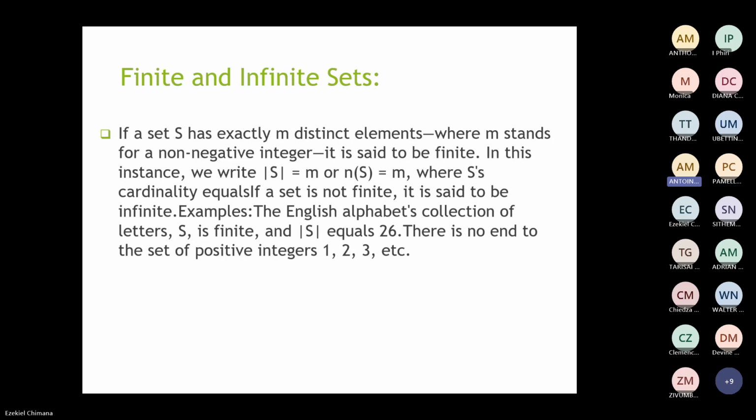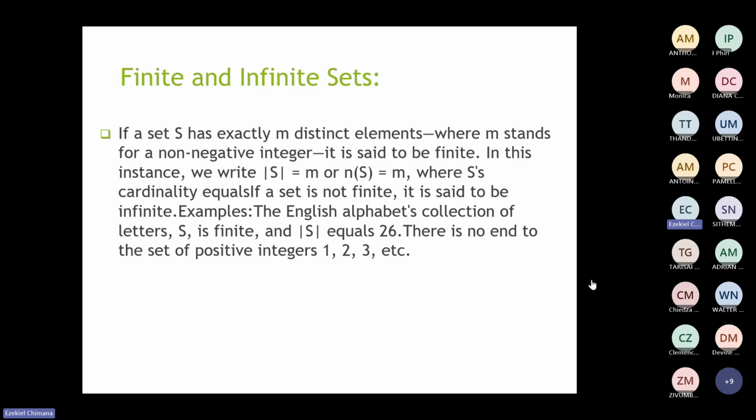Example: the English alphabet's collection of letters is finite, while there is no end to the set of positive integers 1, 2, 3, etc.